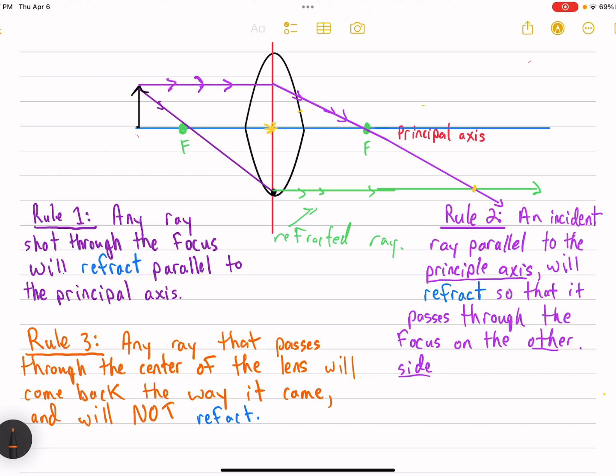The last and final rule says that any ray that passes through the center of the lens, so that's that yellow spot in the middle, will come back the way it came and will not refract. So if I, from the top of the object again, send it through as follows, it will simply go this way from the object, but then just return the opposite way where the image would be formed at those intersecting points. So in this case, there would be no refraction. You would just see not a bent line at all, just simply a light ray going through the material or the object. So these are the 3 rules.